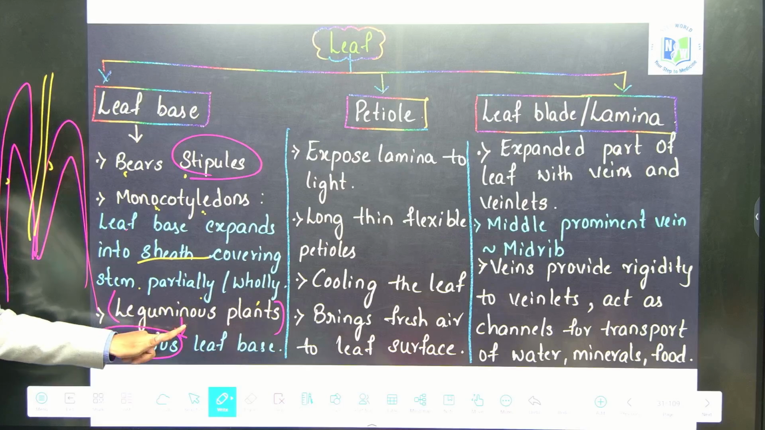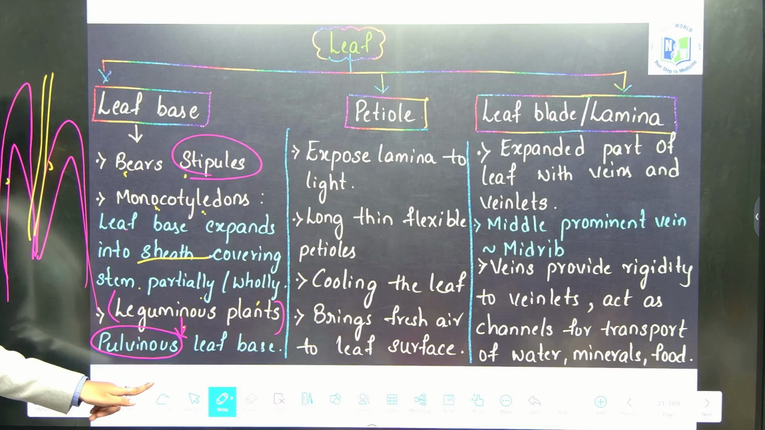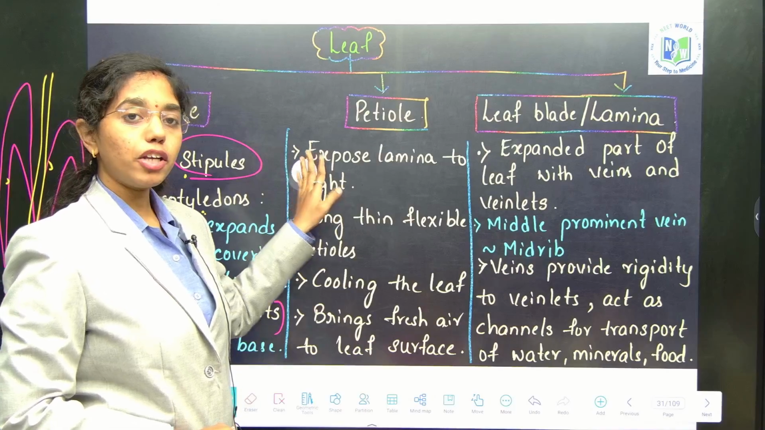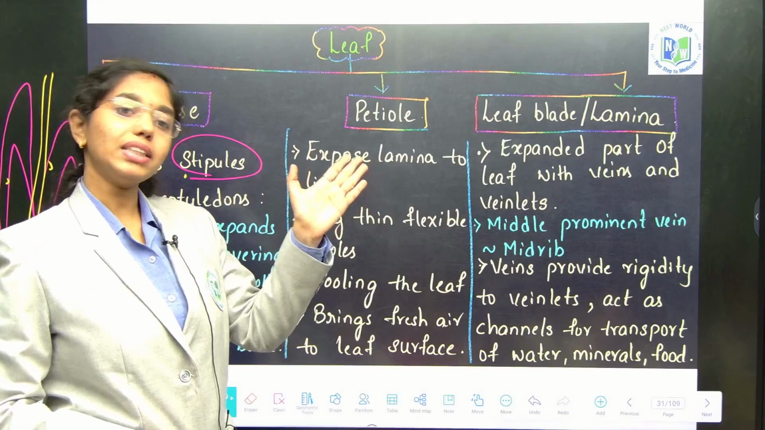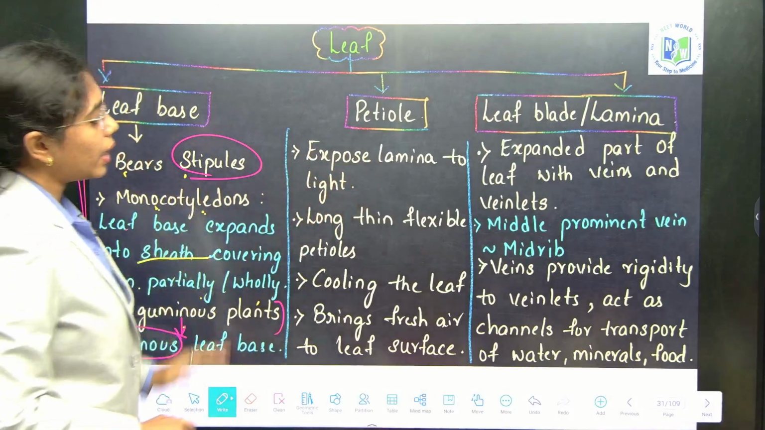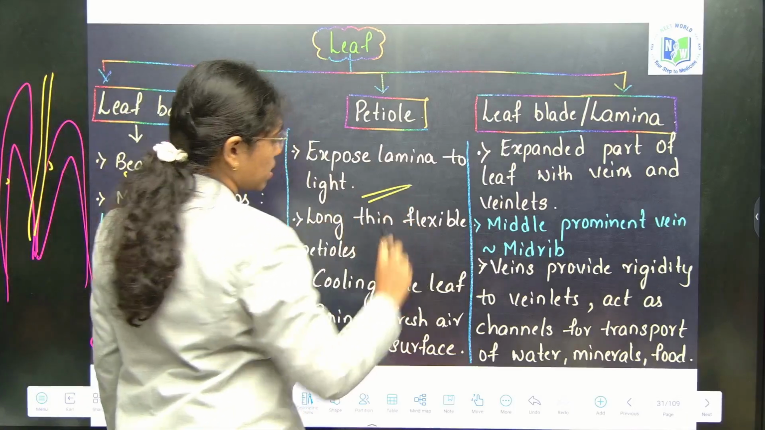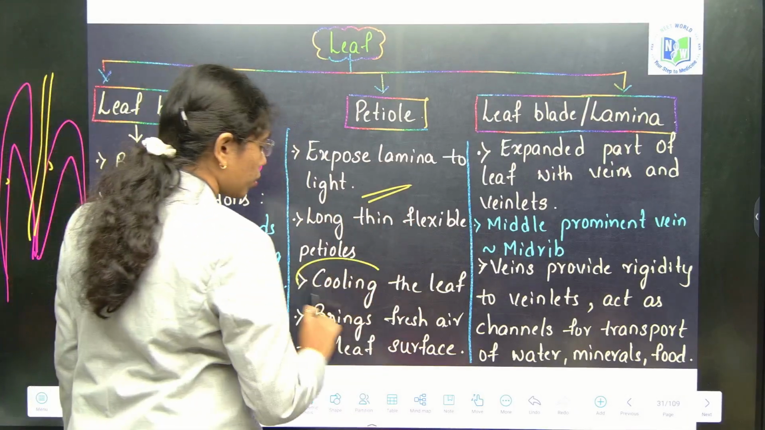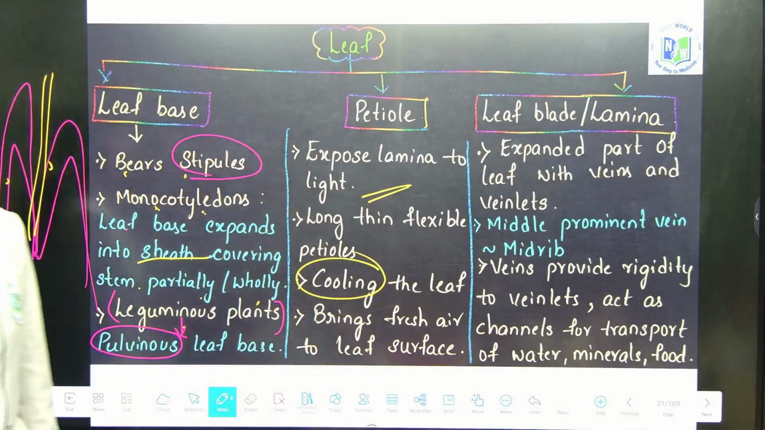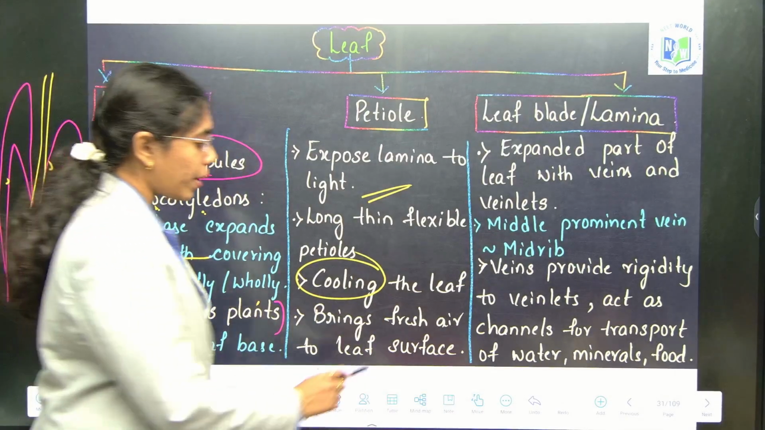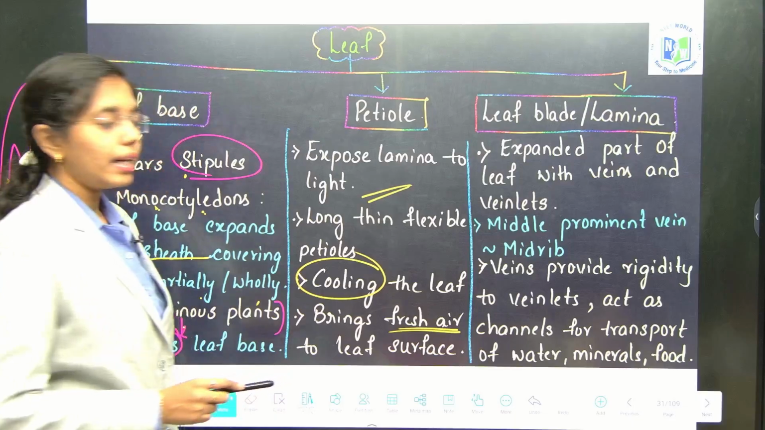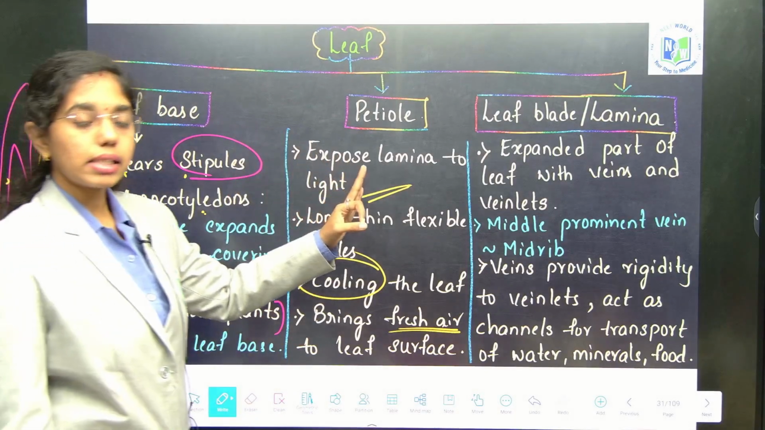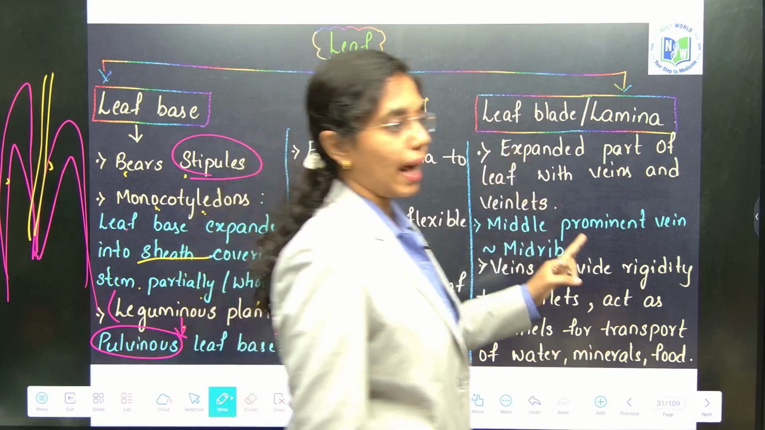In leguminous plants you can see what? Swollen leaf base. Second part of the leaf is petiole. This petiole will expose the lamina to the sunlight. Here it has long, thin, flexible petioles, and the petiole will give what? Cooling effect to the leaf. It gives a cooling effect to the leaves and it brings fresh air to the leaf surface. This is about petiole.